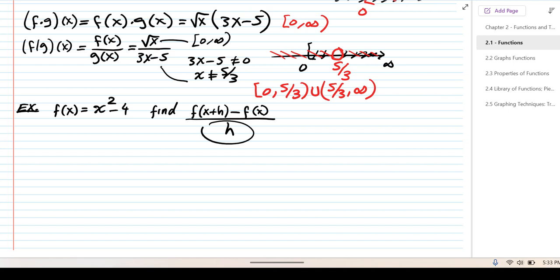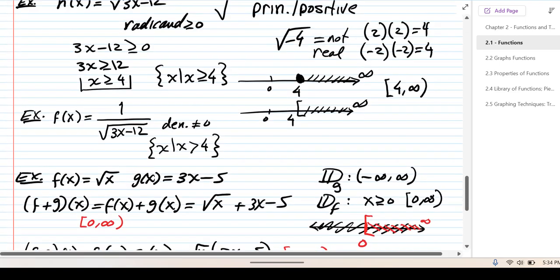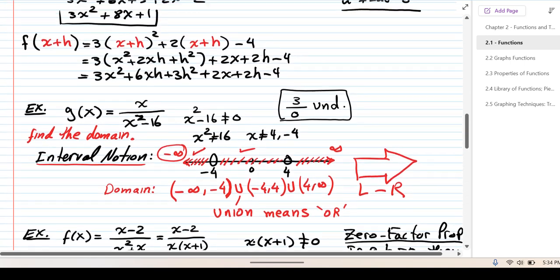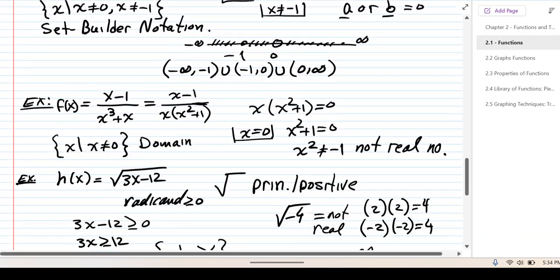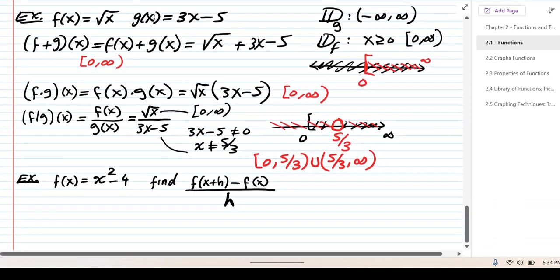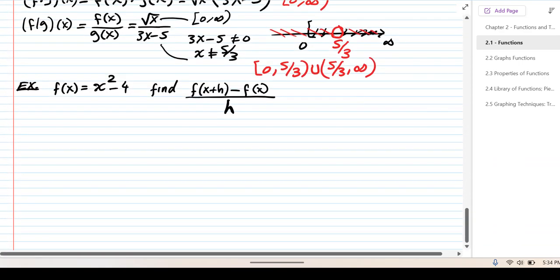And in this quotient, by the way, h is always there. So it's a fixed part of this formula. What's changing is the numerator, depending on the function. So let's do f at x plus h. And we did that earlier, didn't we? Right in here, remember? We did f at x plus h. So it's not completely foreign to us. So let's do f at x plus h first.